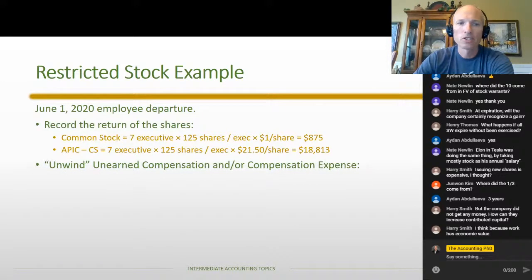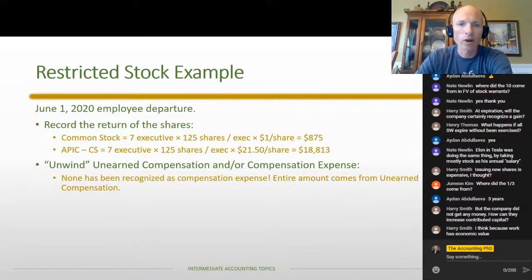Now, the second half of that is we need to unwind, that's the term I use, any unearned compensation or compensation expense related to those shares. The way to think about it is when those shares are issued, the offsetting piece is either it still sits in unearned compensation or it's been recorded as compensation expense. It has to be in one of those two states. Now, as of June 1st, 2020, we have not recorded any compensation expense, which means that the value of those shares is all captured in our unearned compensation account.